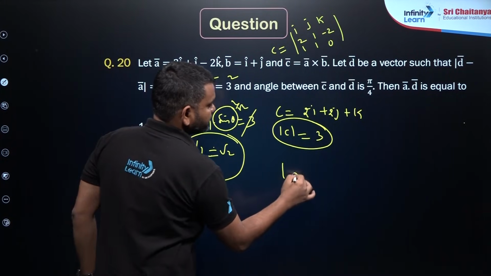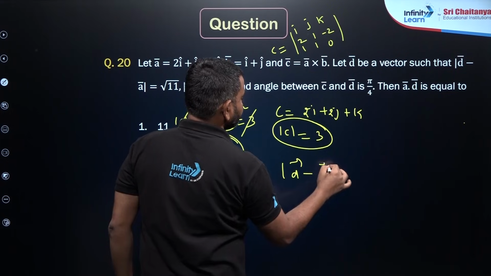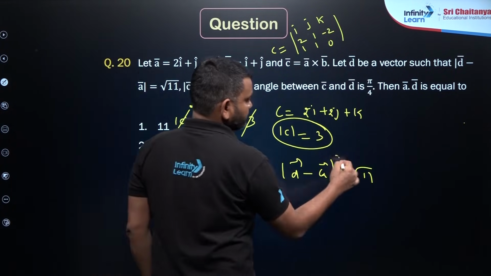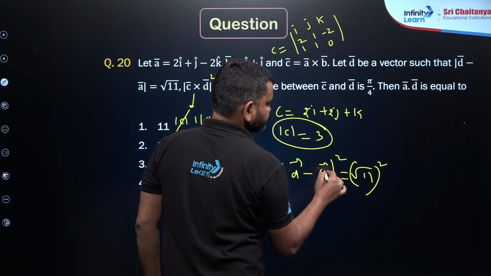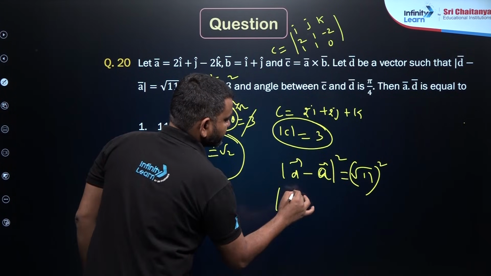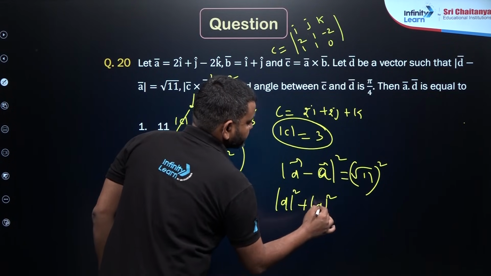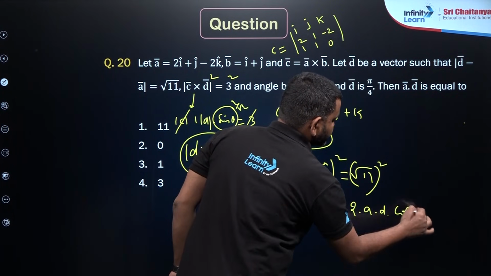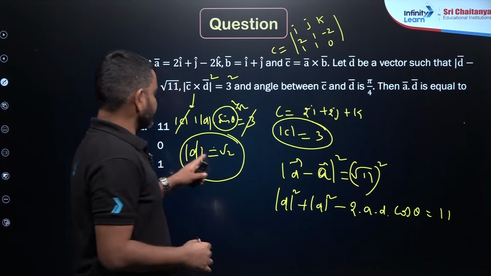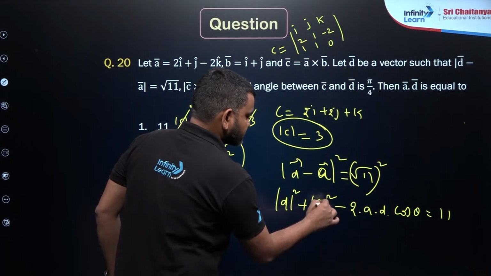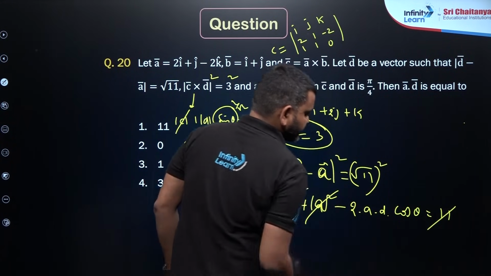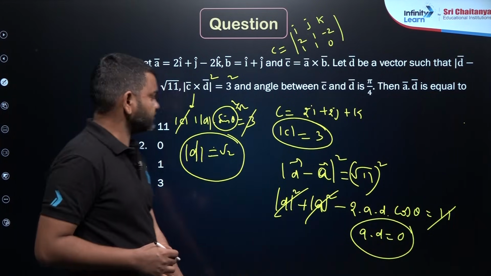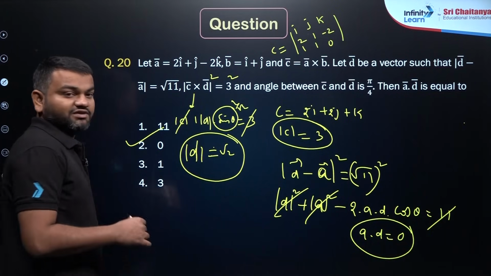And we have one more thing: mod D minus mod A, that equals under root of 11. So now it is better to square it on both sides. This is going to be D square plus A square minus 2 times A into D into cos theta, that equals 11. So D square is 2, A square is 9, this gets cancelled, and A dot D obviously is equal to 0. So this is your answer for that.